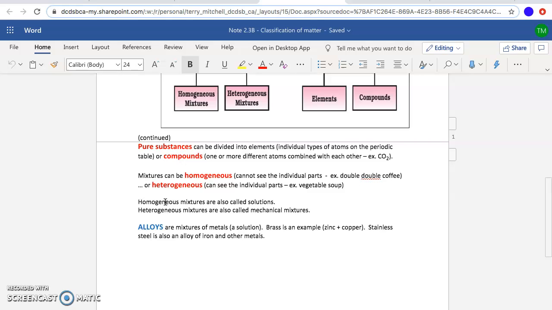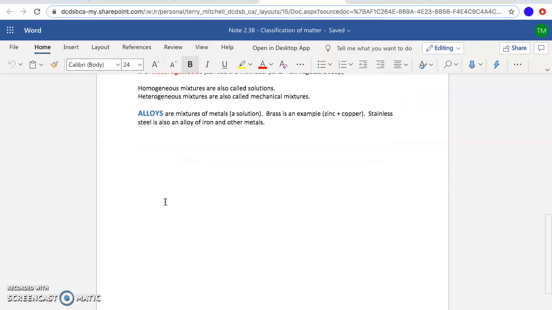Now, a special name for when you mix metals together is called an alloy. So sometimes we mix metals together to make them stronger, to make them rust resistant. And so when we're mixing metals, we don't call that a heterogeneous or a homogeneous mixture. We call it an alloy.